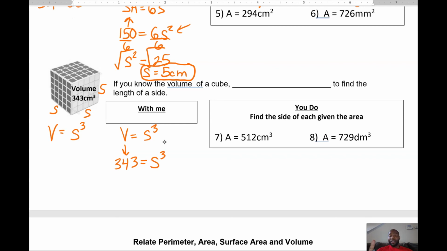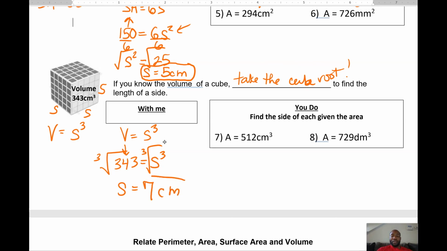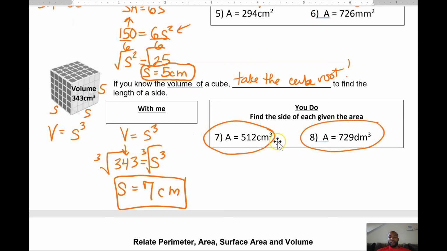I know y'all know this because we went over it. You take the cube root. So you take the cube root of 343, and then s is going to be equal to 7 centimeters. So you have to do this, and you have to do this. And then you have to turn it into Fluke to get your grade.